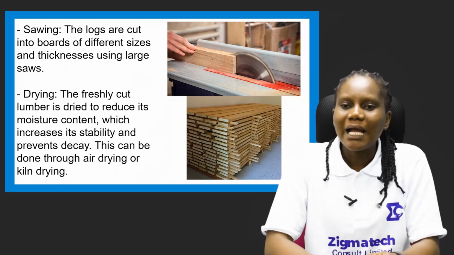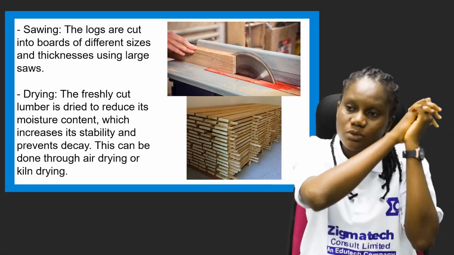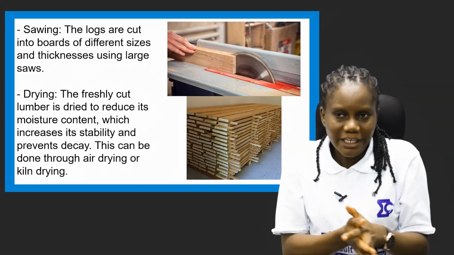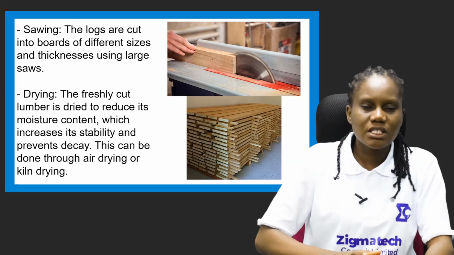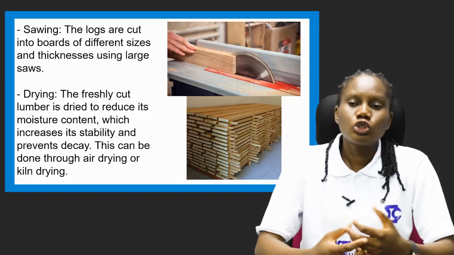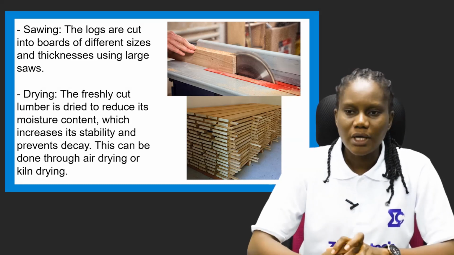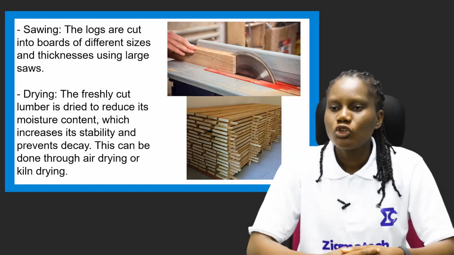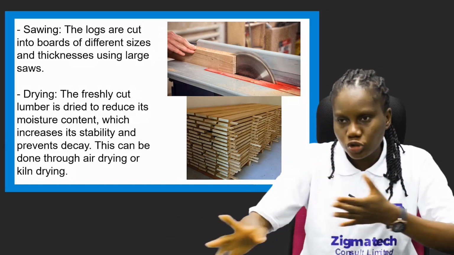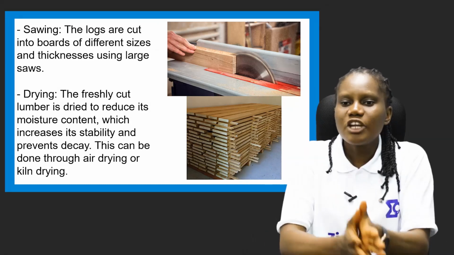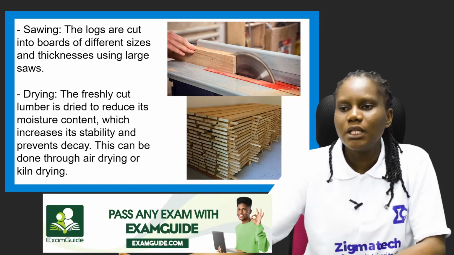The freshly cut lumber is dried to reduce its moisture content. It was living before, it's a tree, and it contains water. So you must dry it to reduce its moisture content, which increases its stability and prevents decay. If you don't dry it, those lumbers will decay. This can be done through air drying or kiln drying. So you air dry it, such as we have here in the second slide. You can see how the wood is arranged so that air can pass through and it will become dry. So you use this method, or you take it to the kiln and dry it there.